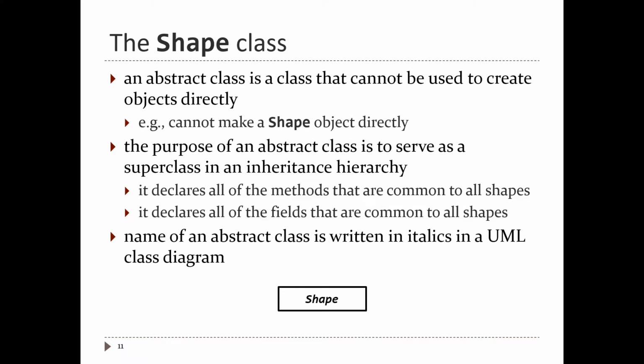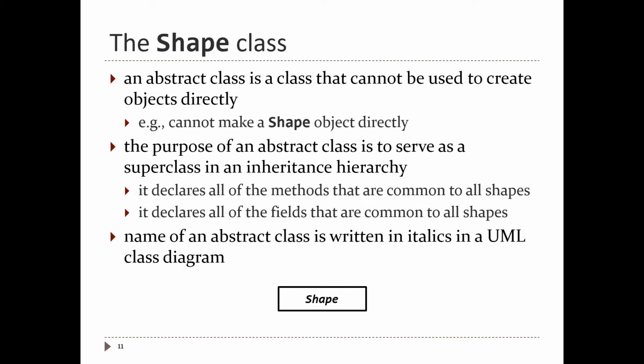Right? The class still has constructors, but the purpose of an abstract class is not to make objects of that type directly. So the purpose of an abstract class is to serve as a superclass in an inheritance hierarchy. In other words, it's a building block for other classes. Right? So the shape class would be the building block for all 2-dimensional shape classes in our hierarchy.